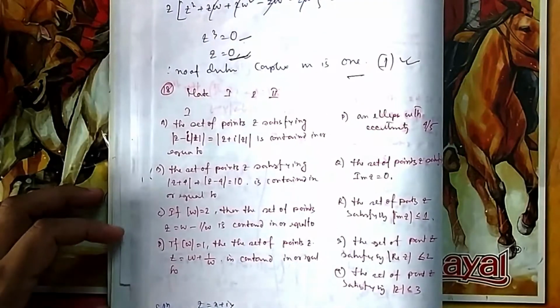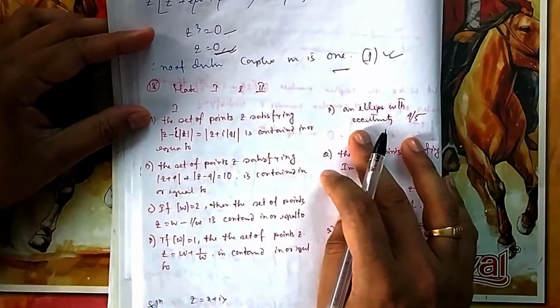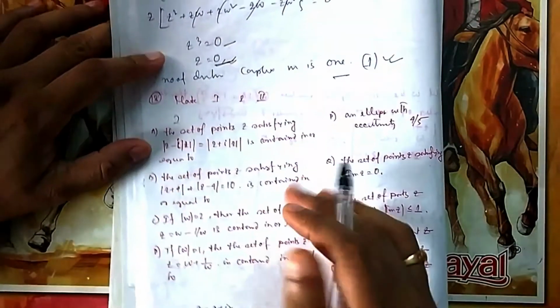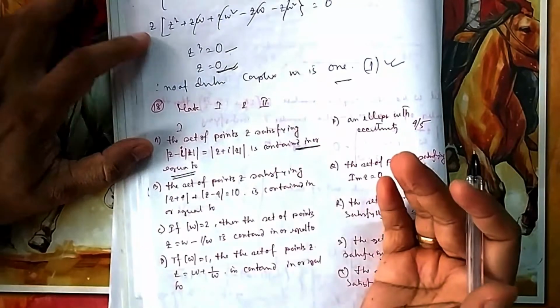Okay, now if you come to question 18, the set of points z satisfying this is contained in or equal to. Now you have to be careful here: contained in, not equal to.